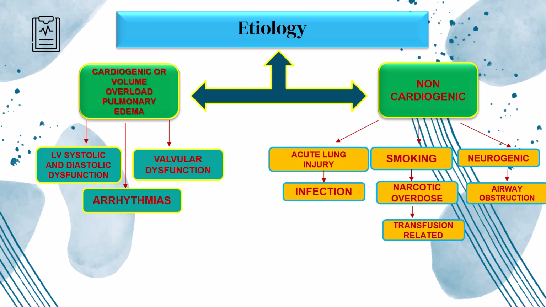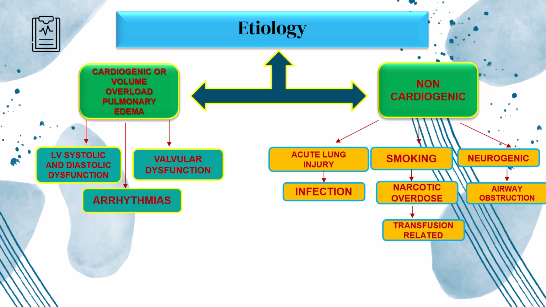Etiology. It is very important to know the etiology. That's when you can promptly identify what the causes can be. Now, there are two risk factors, or you can call them causes. One is cardiogenic, or cardiac related volume overload pulmonary edema. The other one is non-cardiogenic. Why we call it cardiogenic is because there is a rapid elevation in the hydrostatic pressure of the pulmonary capillaries due to the reasons that we will discuss, and that leads to the overload.